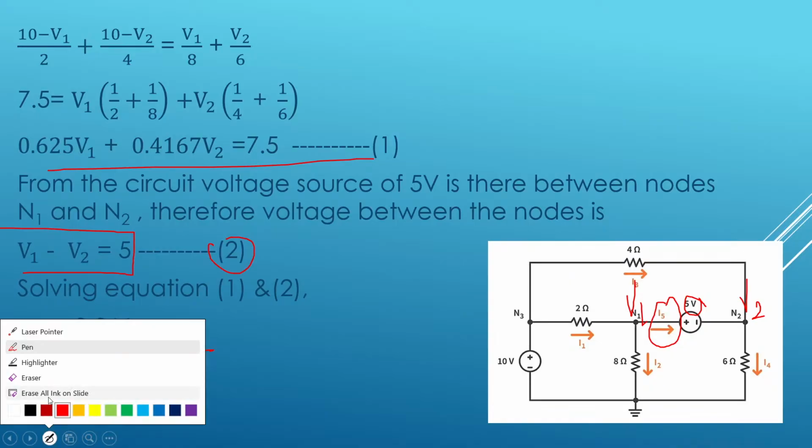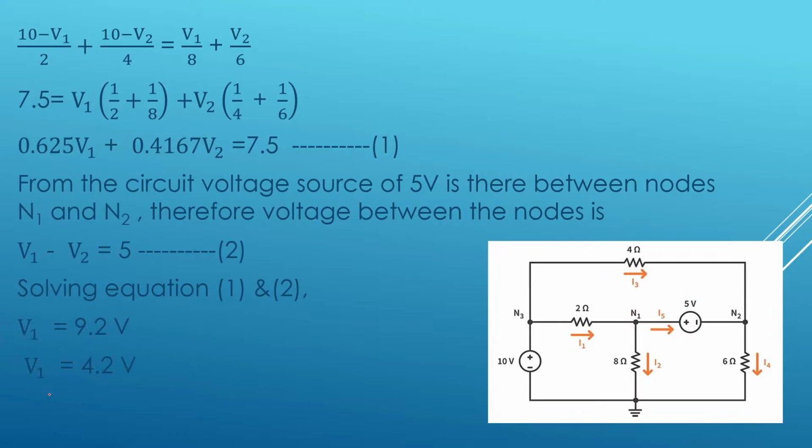If you have doubts, you can mention them in the chat box, and I will clarify them later on. From equations 1 and 2 you will get V1 and V2. If you have a scientific calculator, go to equation mode and substitute the coefficients of these terms, and you will get V1 and V2 directly. No need to solve manually, though even if you want to solve manually, you can do it.